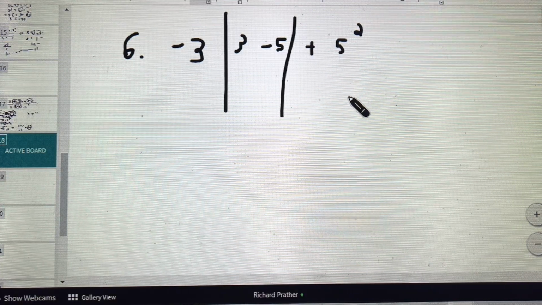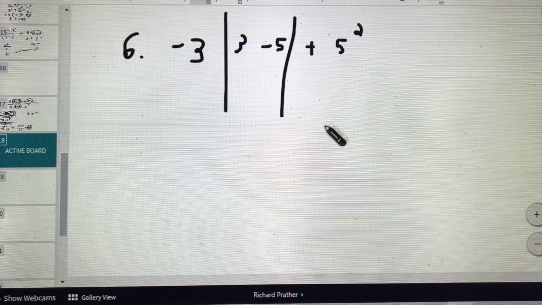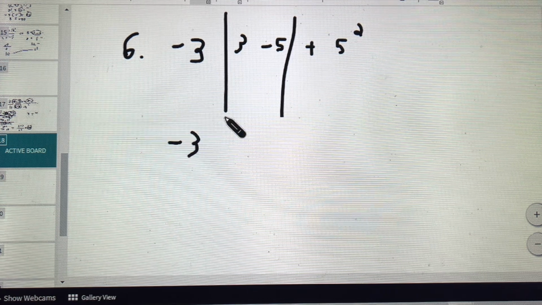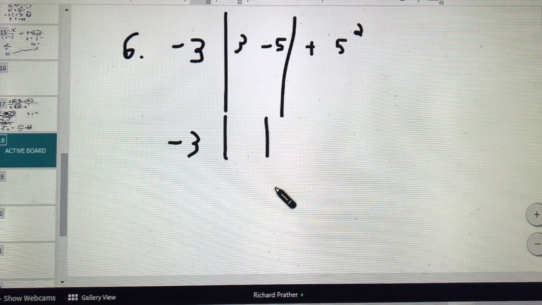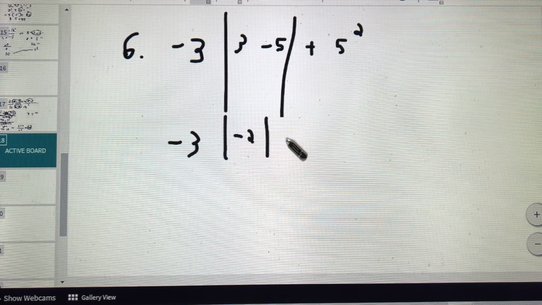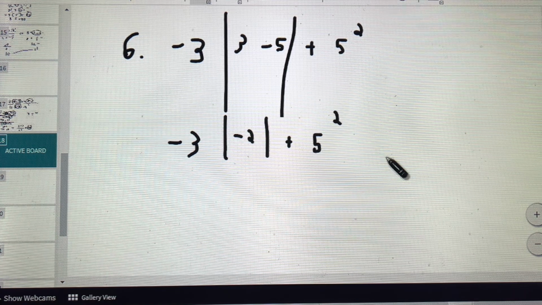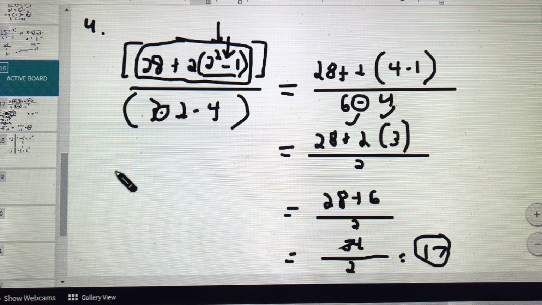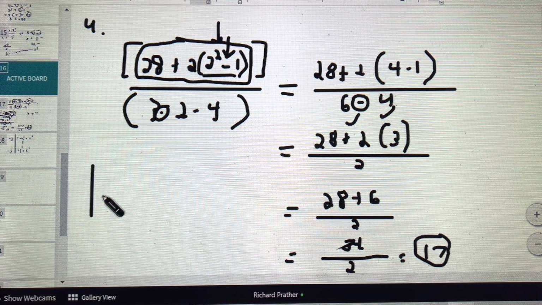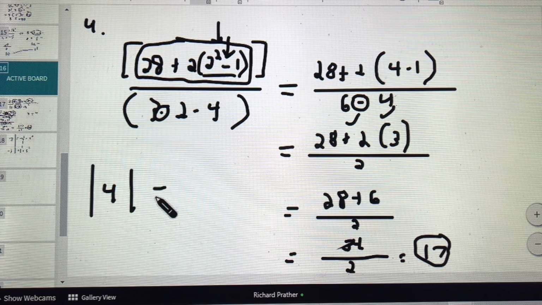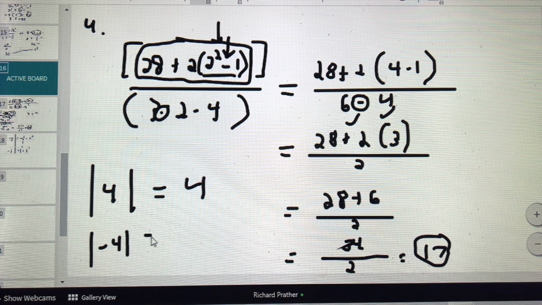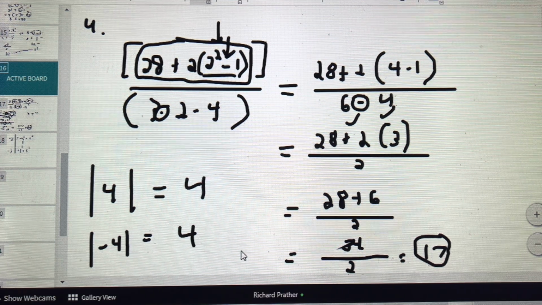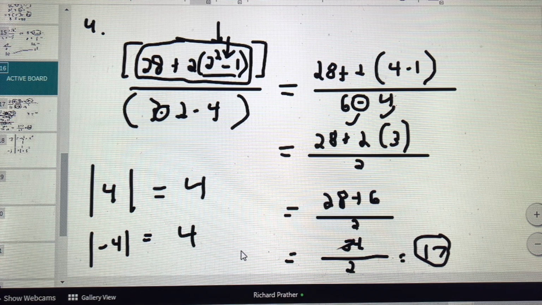So absolute value, those are bars, but they qualify as parentheses. I need to do that first. And then it'll be down to a single number. So 3 minus 5 is -2. Here's the rule about absolute value. Did I skip this one? No, there's stuff there. Okay. Well, I'll just put it here anyway. So absolute value of 4 is 4. Absolute value of -4 is 4. That's the rule. If you're doing the absolute value of a single number, the answer is automatically positive.